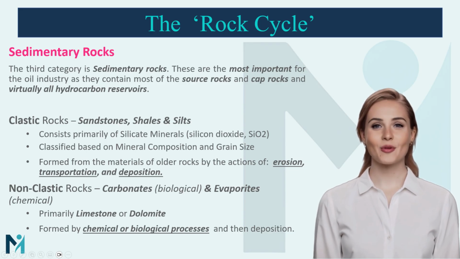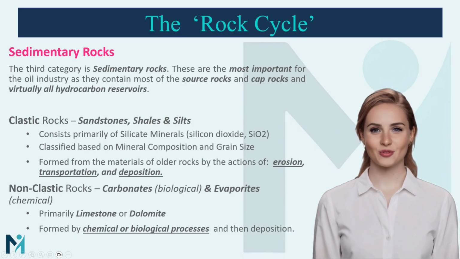Let's start with clastic rocks, which include familiar names like sandstones, shales, and silts. These rocks are made primarily of silicate minerals, especially quartz, SiO2, and they're classified based on two main factors: mineral composition and grain size. Clastic sedimentary rocks are essentially fragments of older rocks that have been broken down by erosion, carried away by transportation, usually via water, wind, or ice, and then laid down through deposition. Over time, these loose sediments are compacted and cemented together to form solid rock.